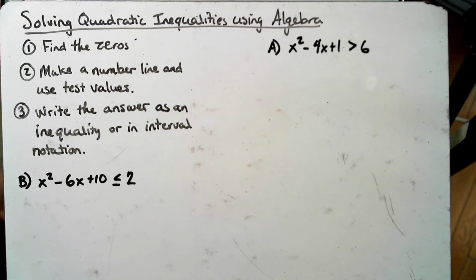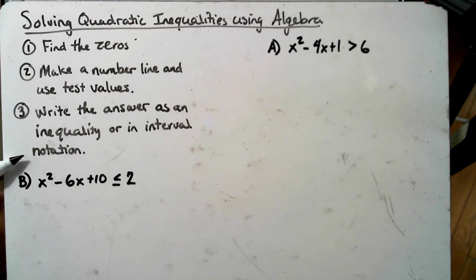Hi everyone, and welcome to an overview of how to solve quadratic inequalities using algebra. So I've written out some steps here. You start out by finding the zeros. Then you take those zeros, put them on a number line, and you're going to use test values to see how your inequality needs to be written. And then finally, you're going to actually write that inequality.